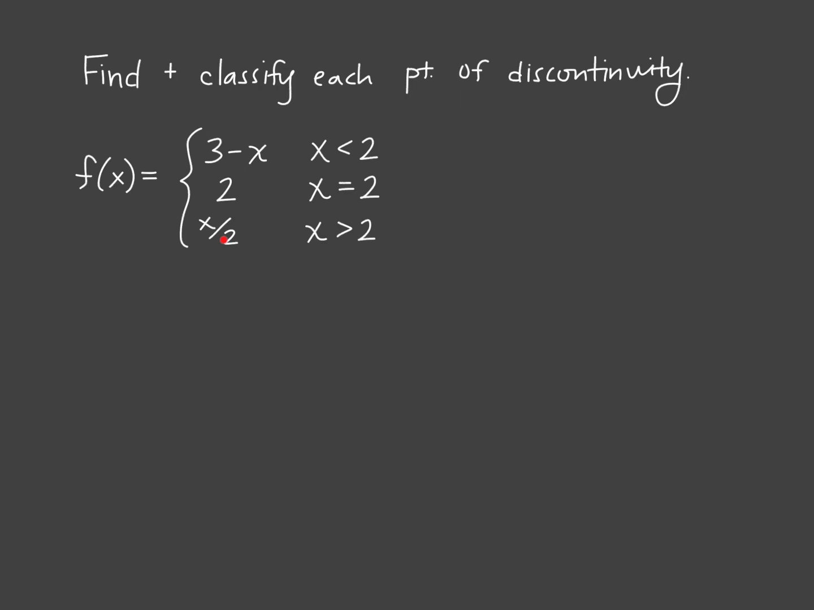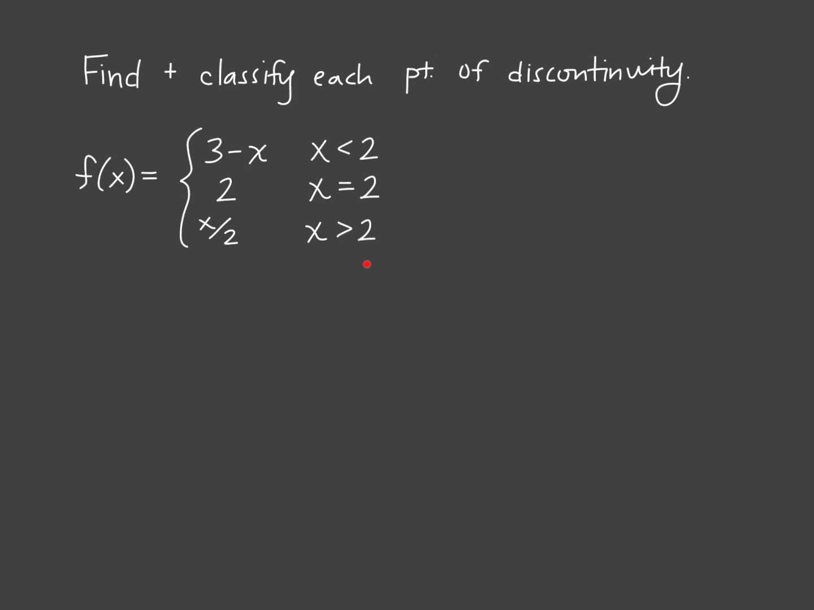The functions are pretty tame. This is not a rational function. This is 1/2 x. This is a line. This is the coordinate point 2, 2. That's where the function's defined. And then this is simply a line to the left of 2. So none of these functions on their own have any points of discontinuity. They're just lines and a point.